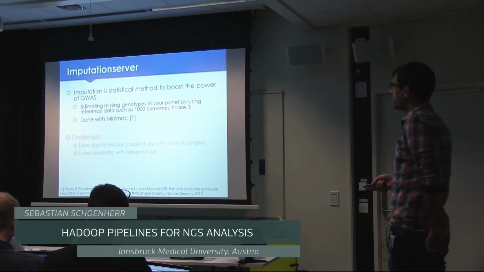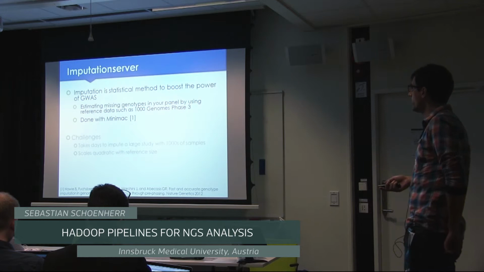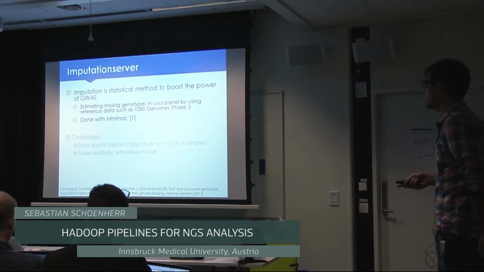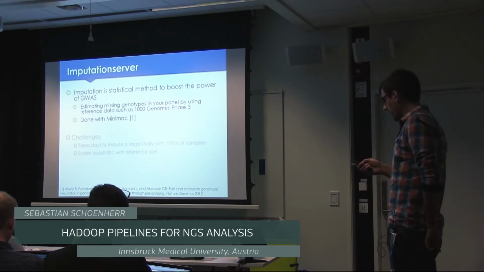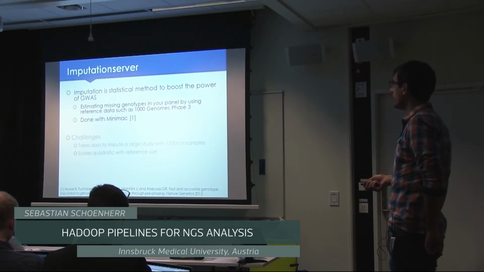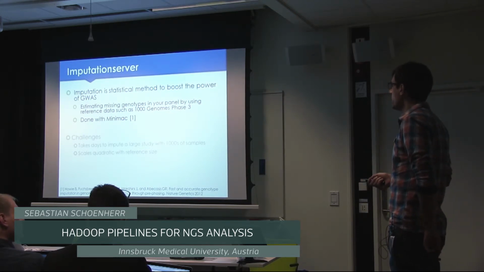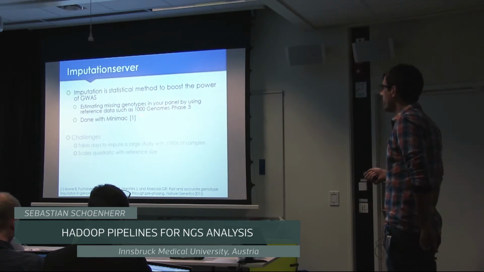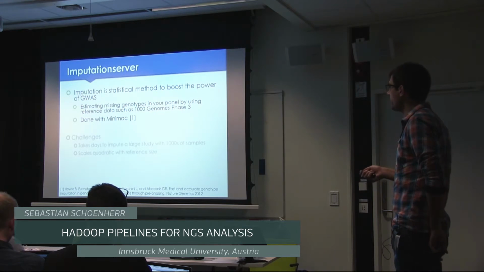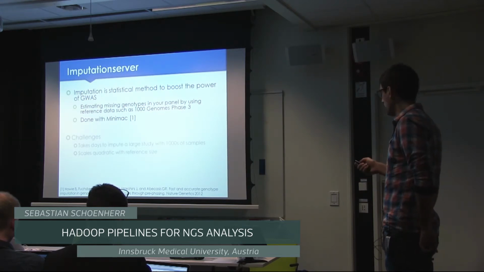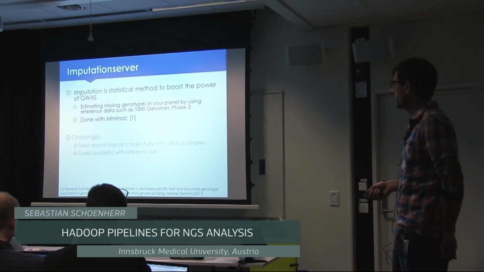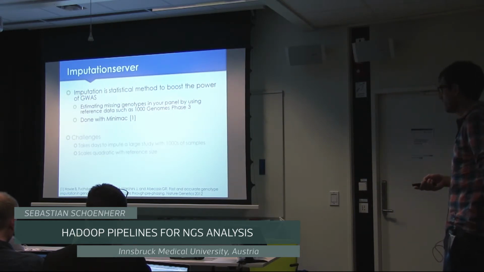So first of all, the imputation server. Imputation is a statistical method to boost the power of your GWAS, your genome-wide association studies. For that, you use your SNP panel as an input. You have a VCF file, you upload this to the imputation server, and we impute this using the 1000 Genomes Phase 3 reference panel. This is done with Minimac, the algorithm we use for imputation, which was developed by Christian Fuchsberger and Goncalo Abecasis in 2012.